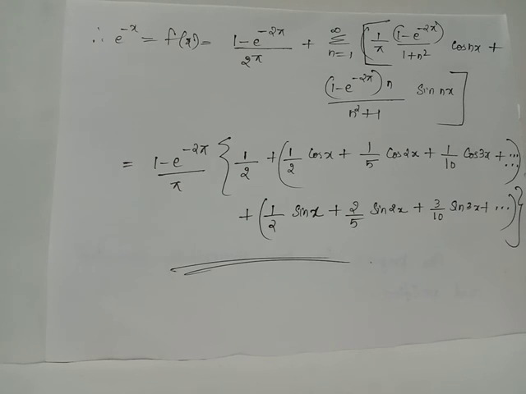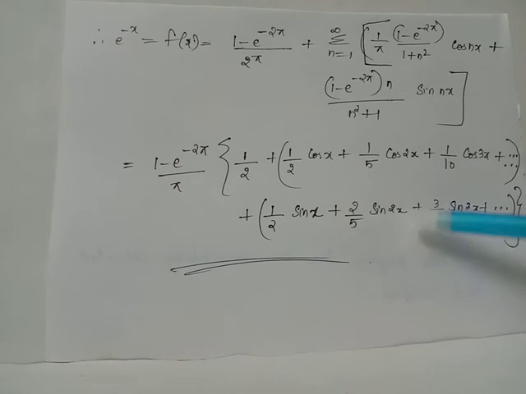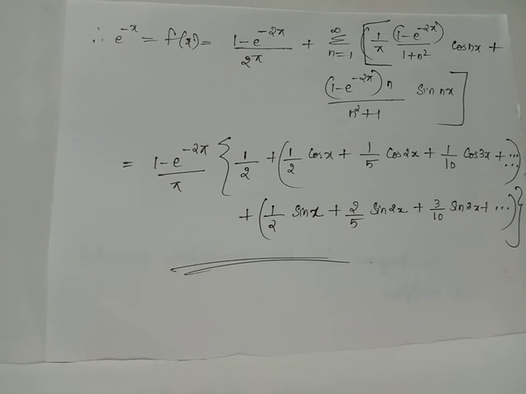When you give n equals 1 to this expression sin nx multiplied to n divided by n square plus 1, you will get sin x divided by 2. When you give n equals 2 to this expression n sin nx divided by n square plus 1, you will get 2 by 5 times sin 2x, and so on. This is the Fourier series expansion obtained for the given function f of x equals e raised to minus x, involving both sine series as well as cosine series.